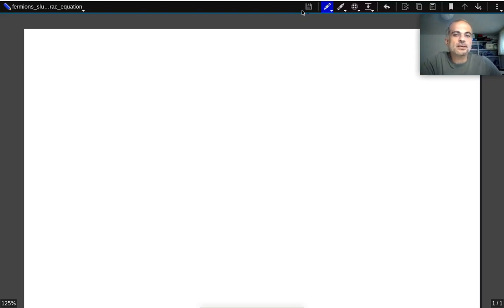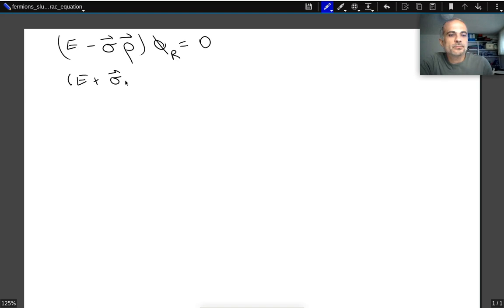Now let's see what we have in the case of a massive Dirac field. We had already seen that in the massless case we have two equations: (E - σ·P) φ_R = 0. We said that for the positive energy solutions, this is the right helicity, positive helicity, which we also call right-handed. And then we have (E + σ·P) φ_L = 0. This is in the case of massless particles.